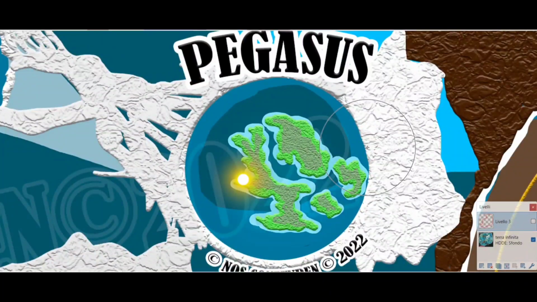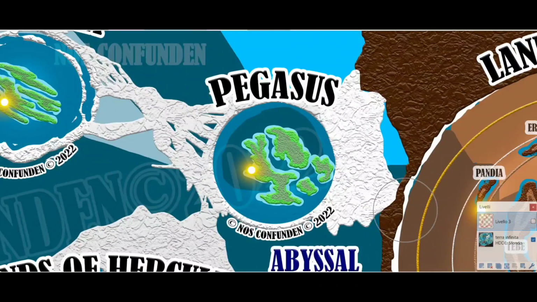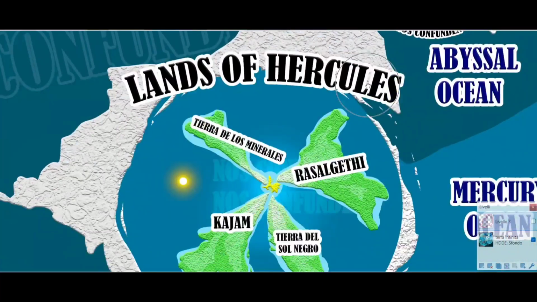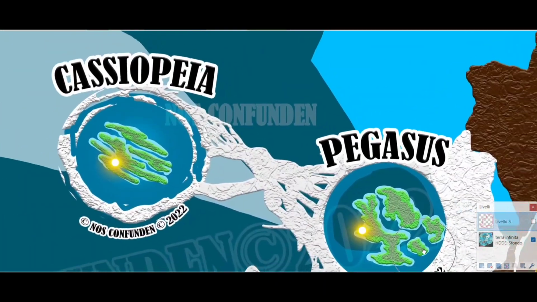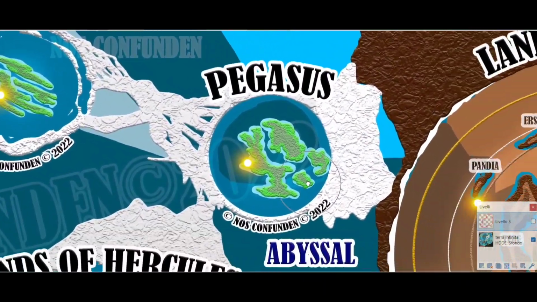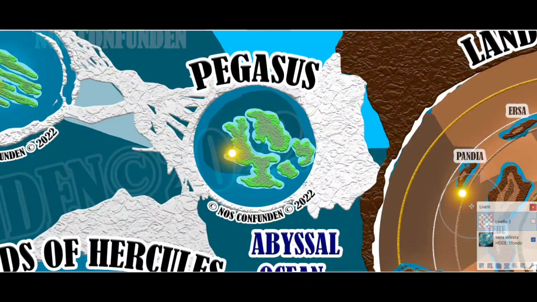So as far as for Pegasus, the mythological meaning doesn't really have much to do with the plane of existence itself, but it still is connected to the lands of Hercules and the Cassiopeia, which is what we will see later. So basically, Pegasus in ancient mythology, I'm sure you already know what Pegasus is as a creature, but I will refer to the historical context of ancient mythology of the Greeks.